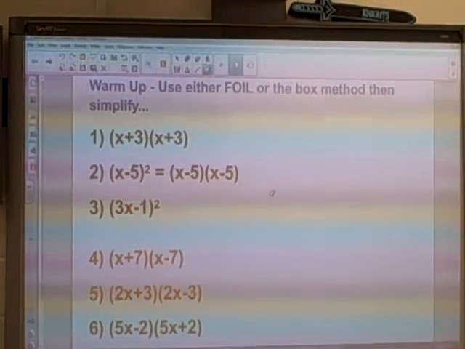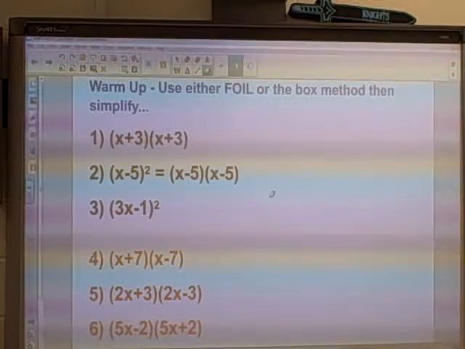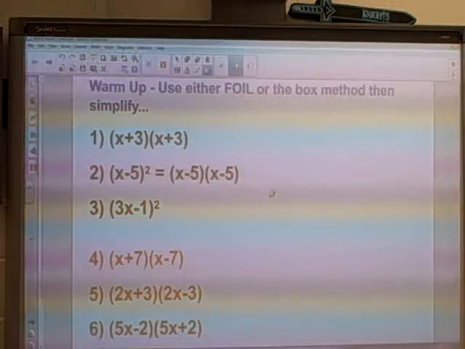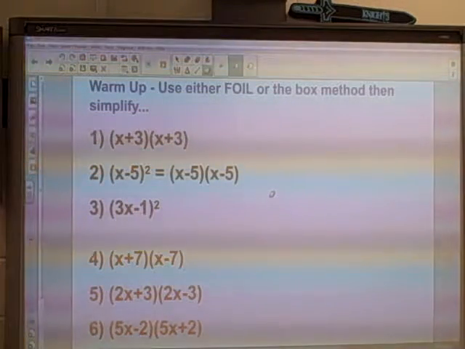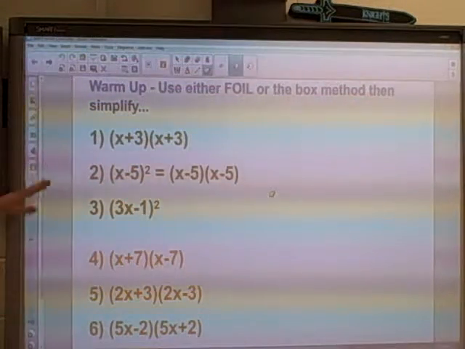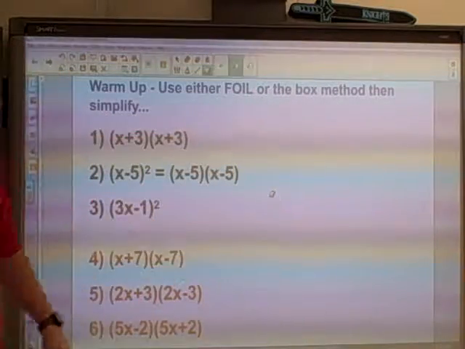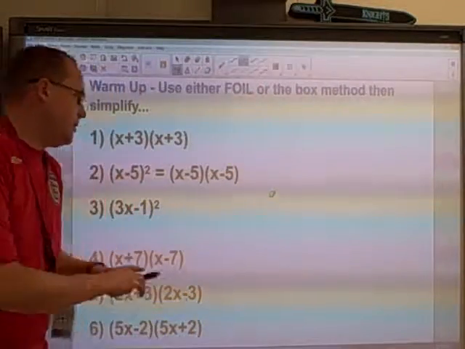So this is our first lesson of Unit 8. First of all, we started with a warm-up just to recap what we did at the end of Unit 7, which was FOIL. I've said you can use the box method as well if you prefer. So this is the type of question where we're doing this thing.